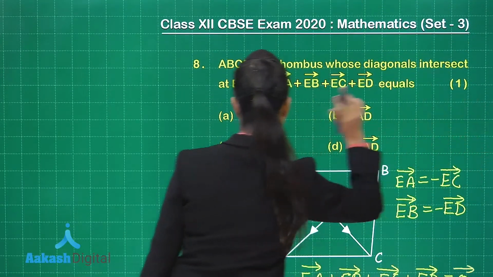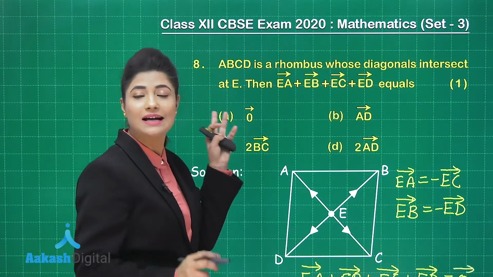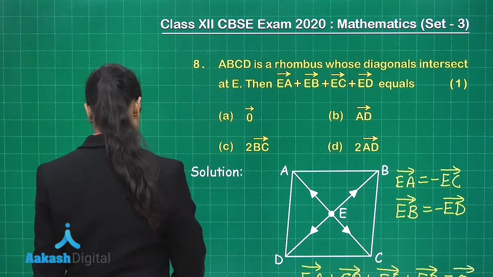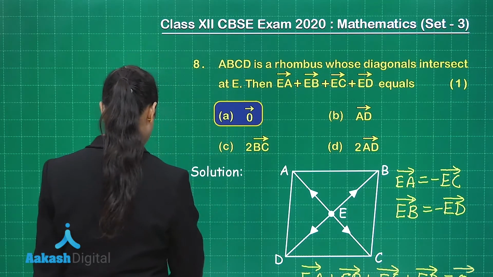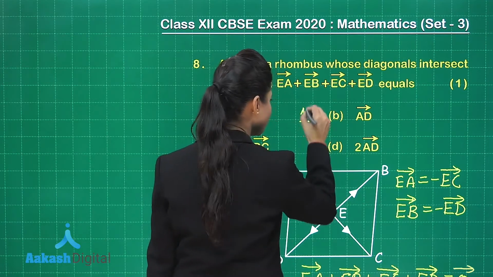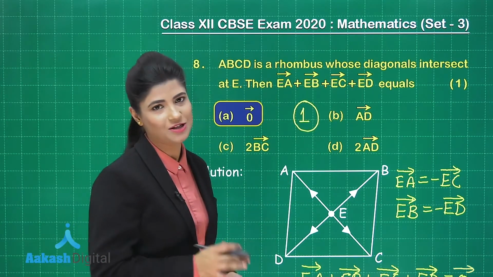So out of the four options given to me, the correct answer is found here in option A, that is 0 vector. So the required answer for this question is option A. You will get complete 1 mark for answering this question right. I hope it is clear to you. Now let's move to question number 9.